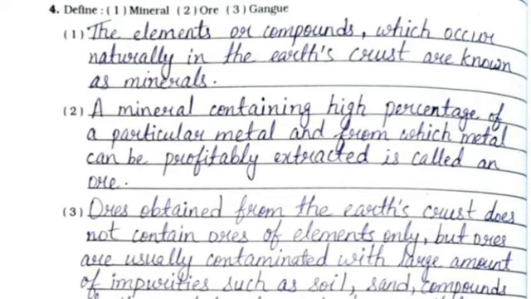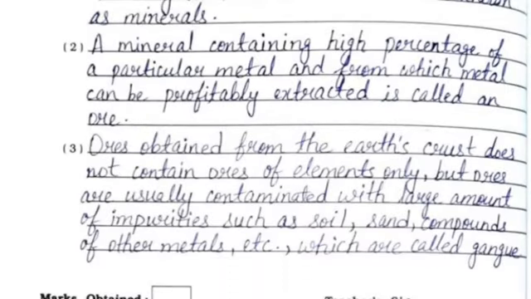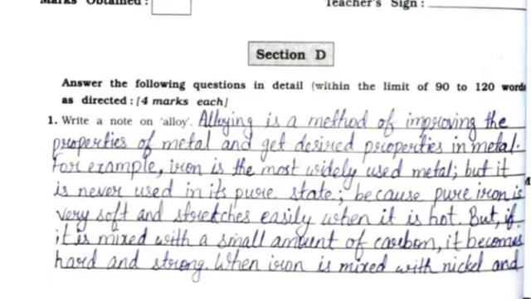Second one, ore. A mineral containing a high percentage of a particular metal and from which the metal can be profitably extracted is called an ore. Third, gangue. Ores obtained from the earth's crust do not contain elements only, but are usually contaminated with large amounts of impurities such as soil, sand, compounds of other metals, etc., which are called gangue. Now we'll continue with section D. Answer the following questions in detail, that are the 4 markers questions.